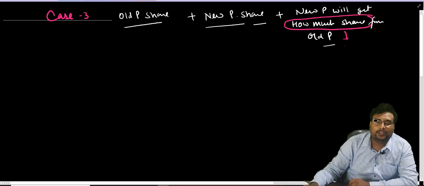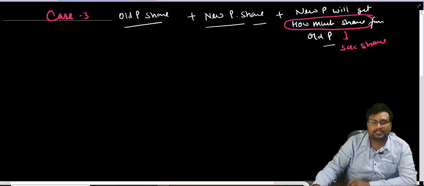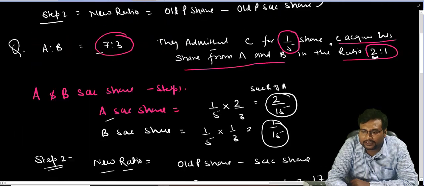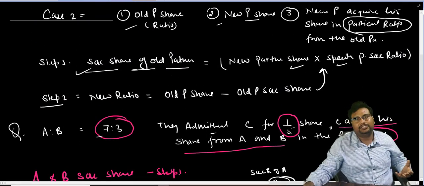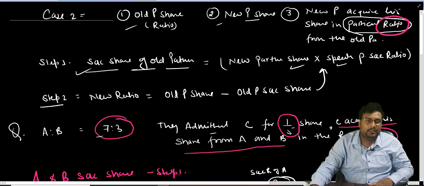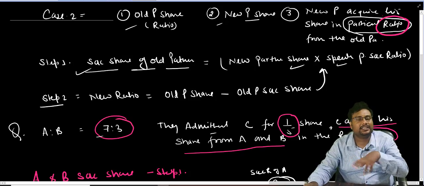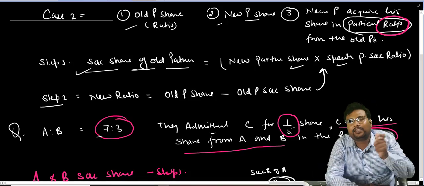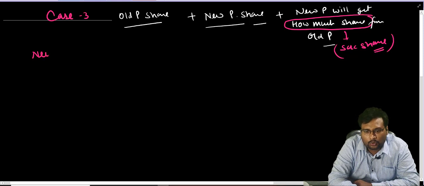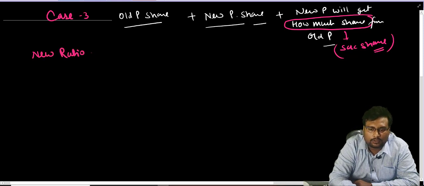So in this question, sacrificing share is given. What is given? Sacrificing share. And in case number 2, you can see what is given? Sacrificing ratio. So when sacrificing ratio is given, we have to find out the sacrificing share. So when any particular ratio of sacrificing is given, that is case number 2. But when sacrificing share is given directly, that is case number 3. And in case number 3, we can directly solve the question by implementing the formula for calculating the new ratio. That is very simple.